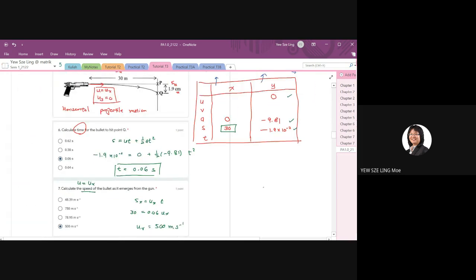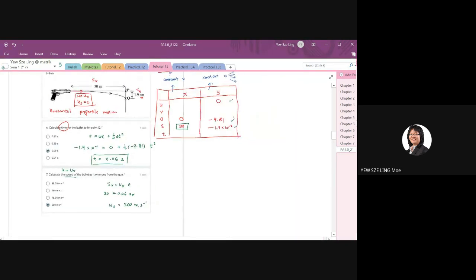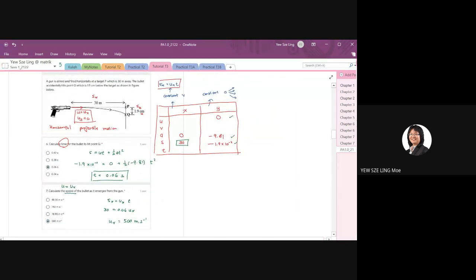So I give you 2 minutes to write it down. This is a very typical, very simple projectile motion question. So 2 minutes for you to write it down. There is nothing new here anyway. Okay, just a quick revision.